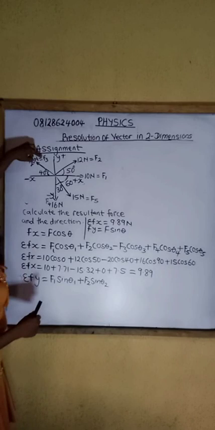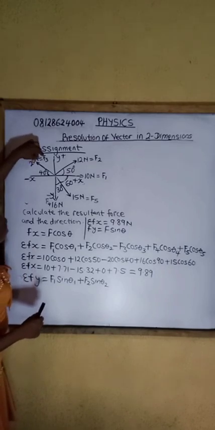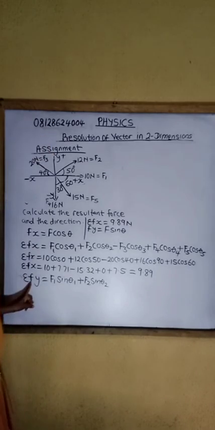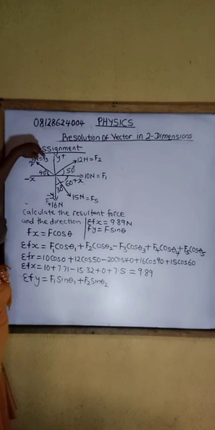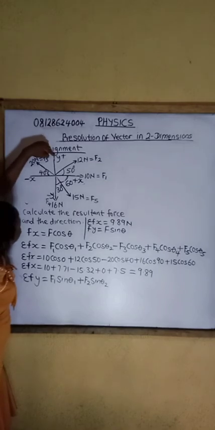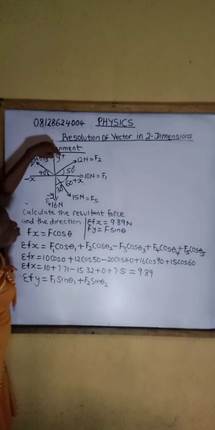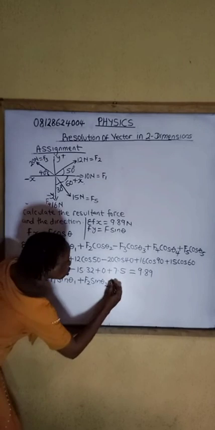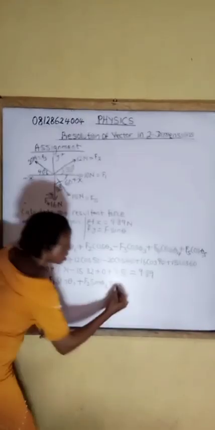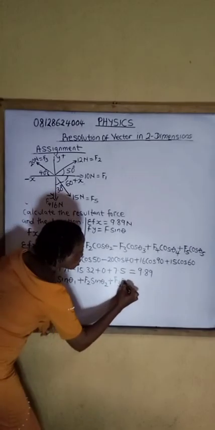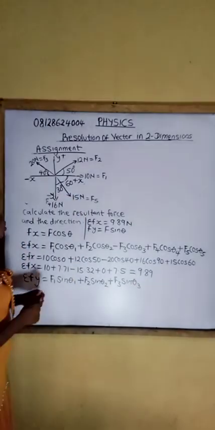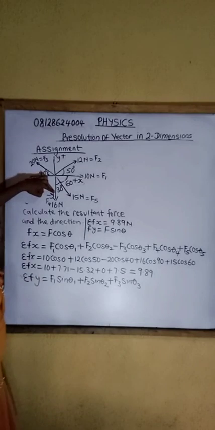We are going to trace this F3 towards the Y direction. Don't forget that we are looking for Fy. So you are going to take F3 towards this Y direction, which is positive. So that will be plus. The sign there will be plus F3 sine theta 3. So let's move to F4.